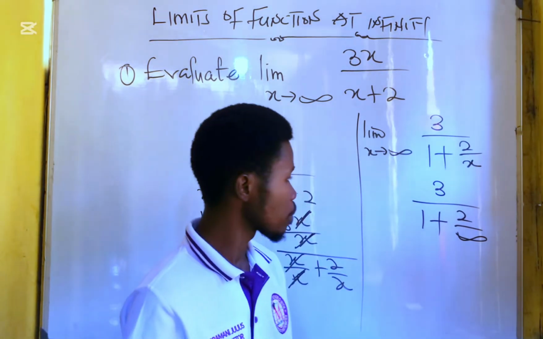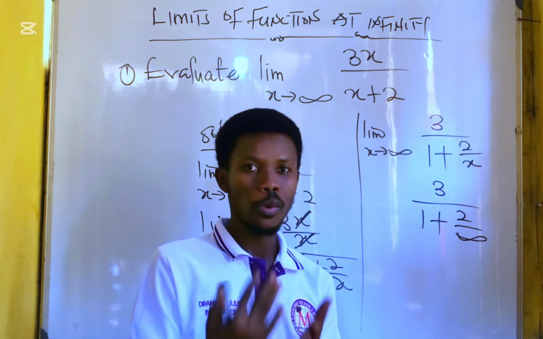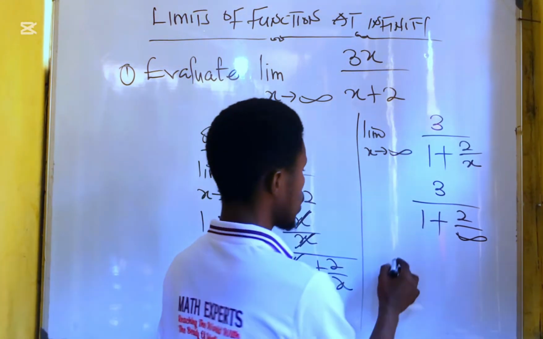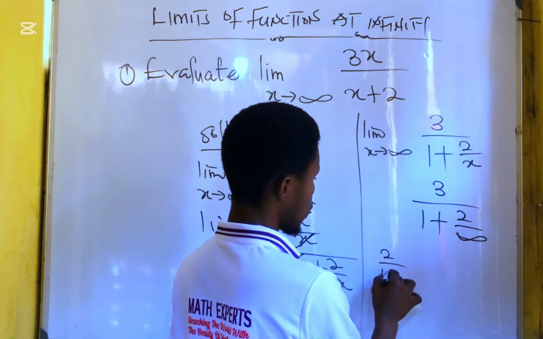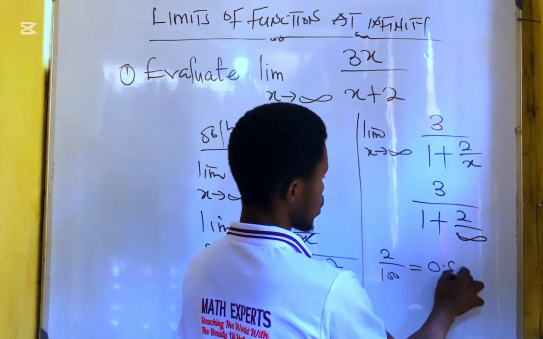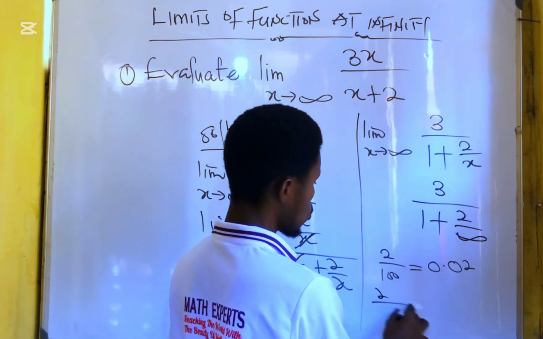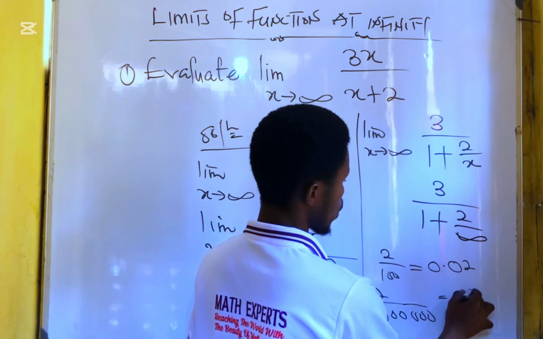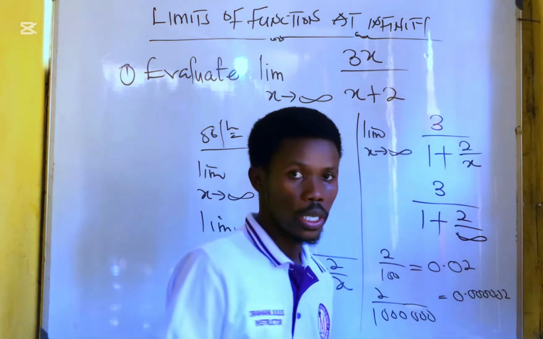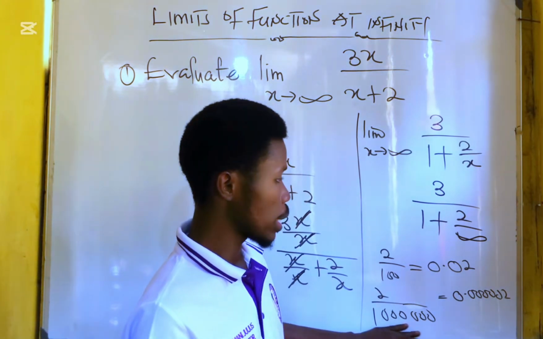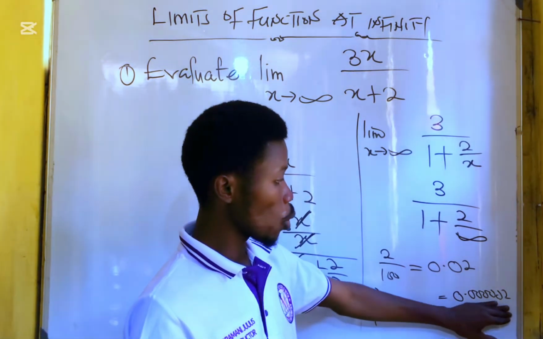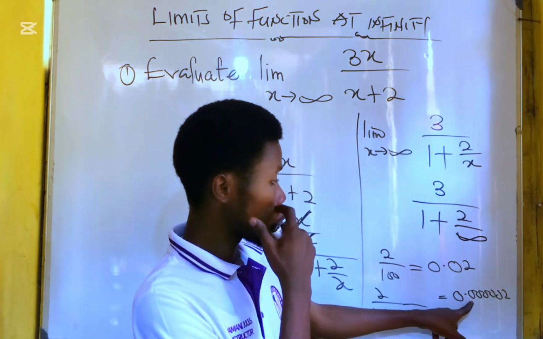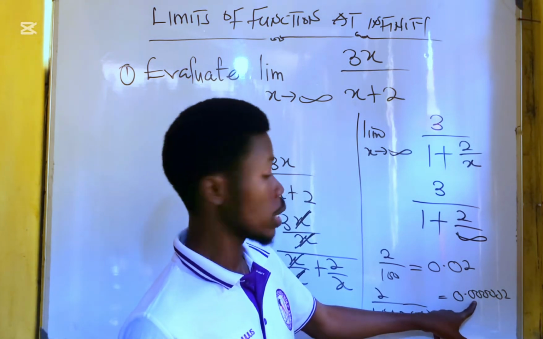Now, what is happening here? The infinity means that we don't even know the number. The number is bigger or larger. You understand? Let's say if I have 2 over 100, it is the same as 0.02. What if I have 2 over 1 million? Then I'm going to have 0.000002. So you see that the more you increase the denominator, the more you approach 0. Because if I ask you to round this one to 2 decimal places, you see that I get 0.00.